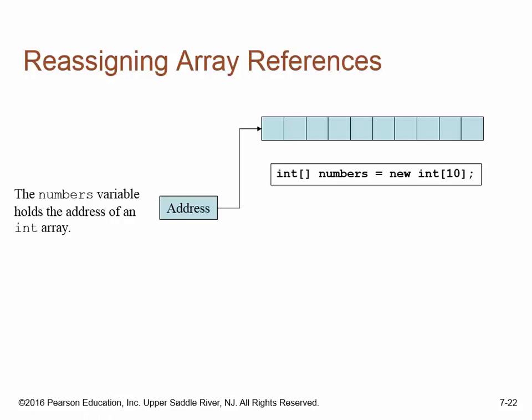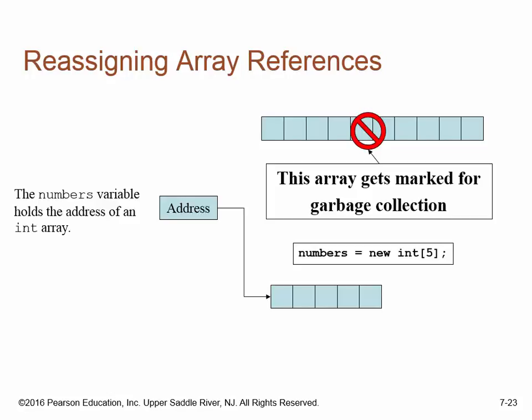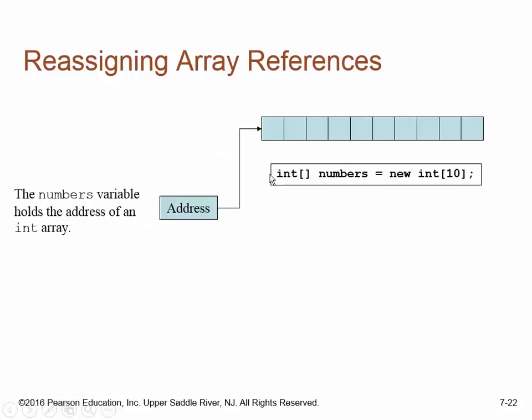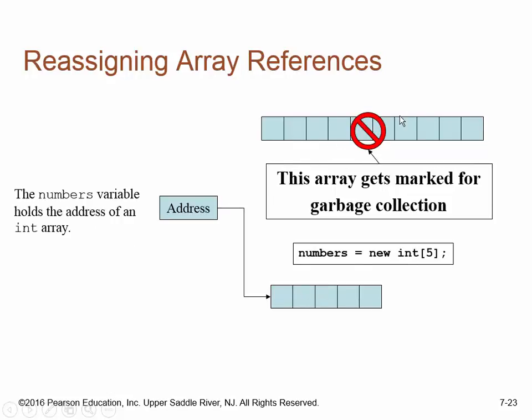And they talk about doing this. It's not done very often, but they mention that if you basically move an array, so here we've got int numbers equal new int 10. And then we assign numbers to a new array. We make it 5. Well, notice it was 10, it's now 5. So now there's 5 elements in here that aren't going to be used anymore. There were 10, now there are 5. So those last 5 get what are called garbage collected.